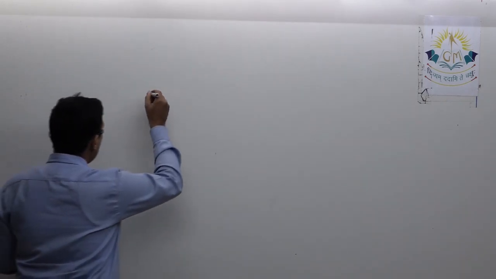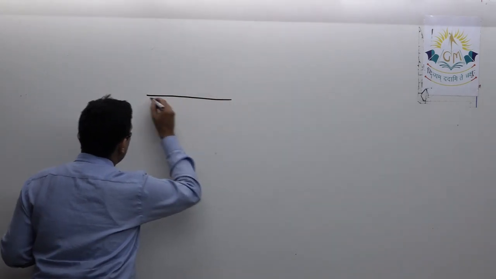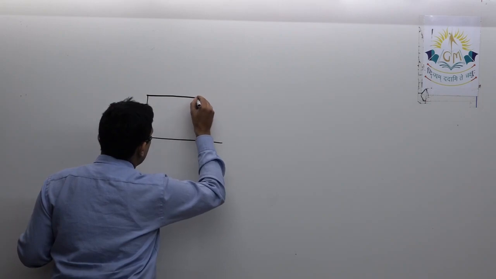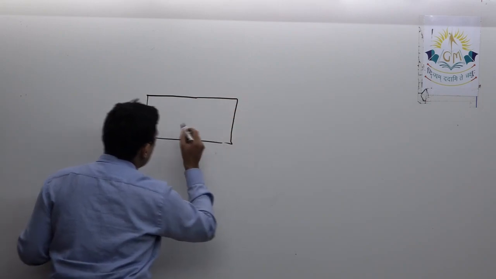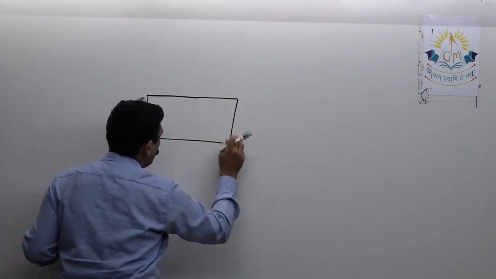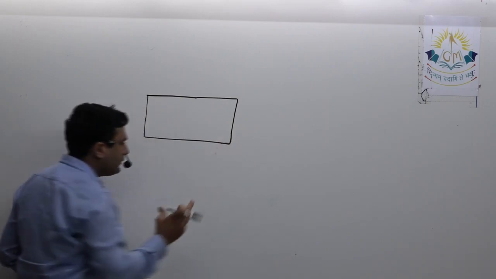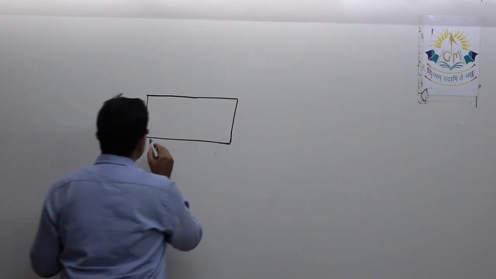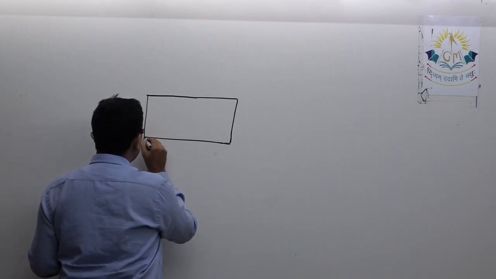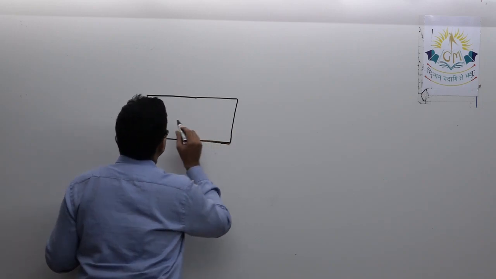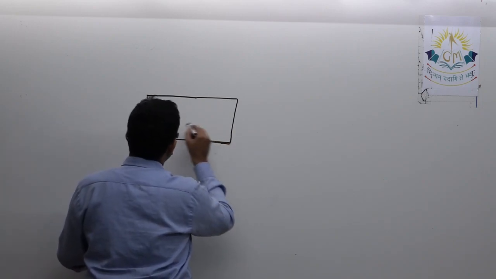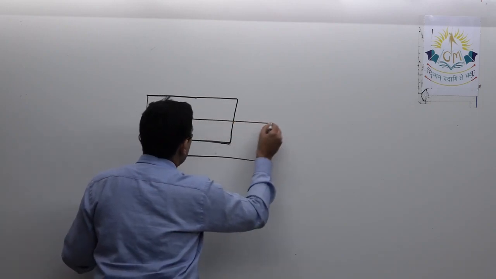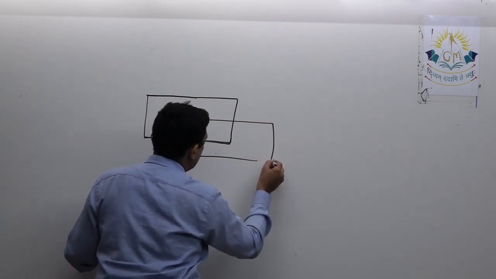Any solid that has length, breadth, and height is called a cuboid. You can see so many examples around you of a cuboid. A matchbox is a cuboid. Your textbook is a cuboid. So it has three dimensions: length, breadth, and height. If I draw a cuboid over here, it looks something like this. It has length, breadth, and height.